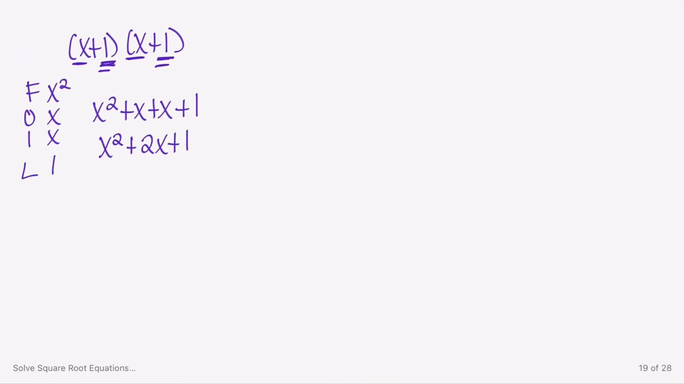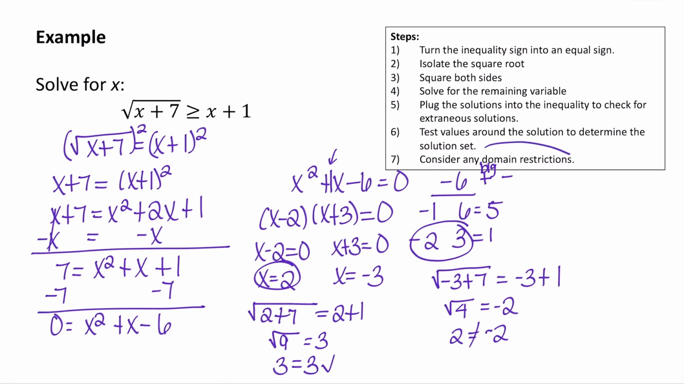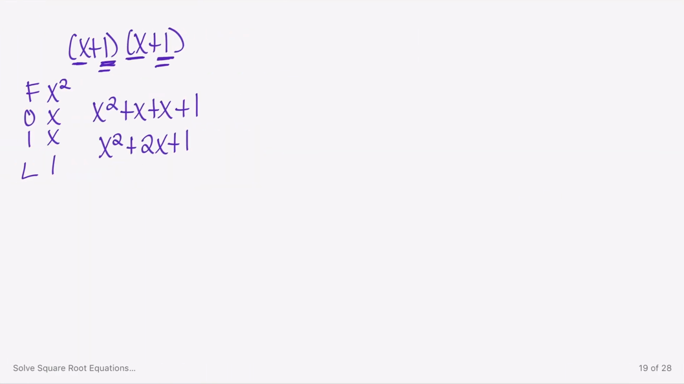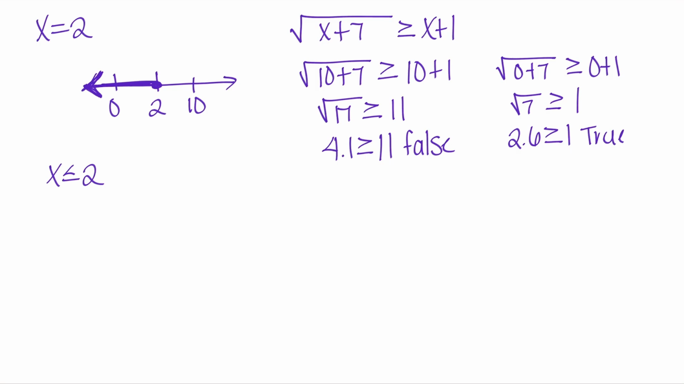But another thing I need to consider when I do this are my domain restrictions, okay? Because every number is not just going to work because I'm working with a square root equation. Remember, since I have a square root, I want the number under the square root, so I want this x plus 7 to be greater than or equal to 0. So when I solve that, I subtract 7 from both sides, and that tells me x has to be greater than or equal to negative 7.